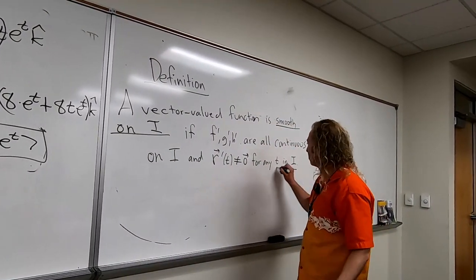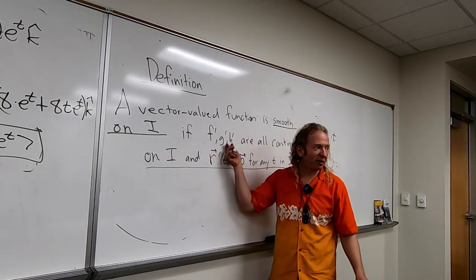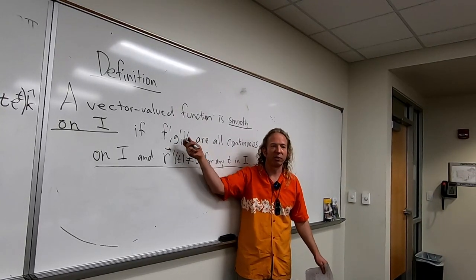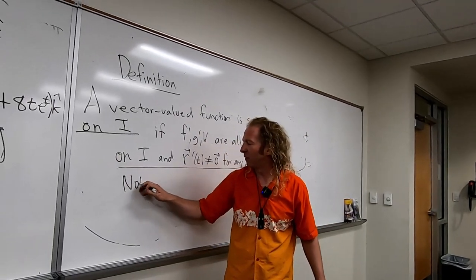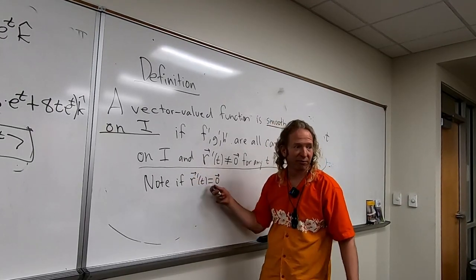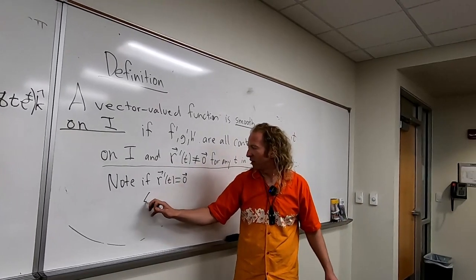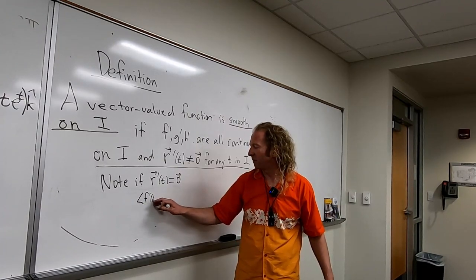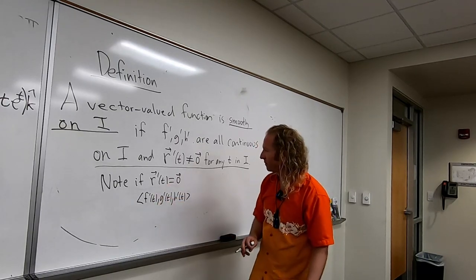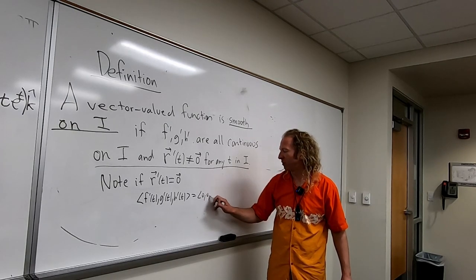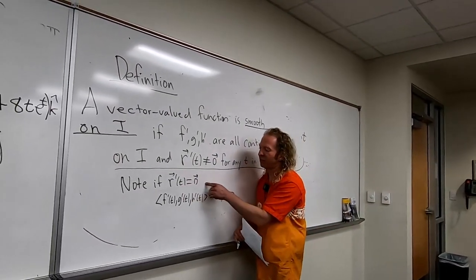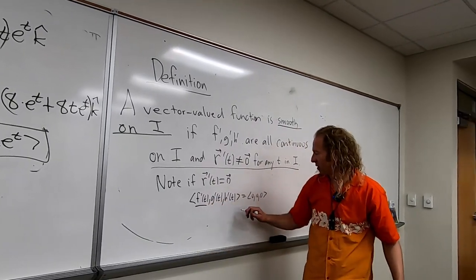So for something not to be smooth, either the components have to not be continuous or the derivative has to be equal to zero. If this is equal to zero, that means all of the components are zero. So note, if r prime of t is equal to zero, it's not smooth. That would mean r prime of t, which is f prime of t, g prime of t, h prime of t, assuming r is f, g, h, equals 0, 0, 0. So this is the opposite of smooth.